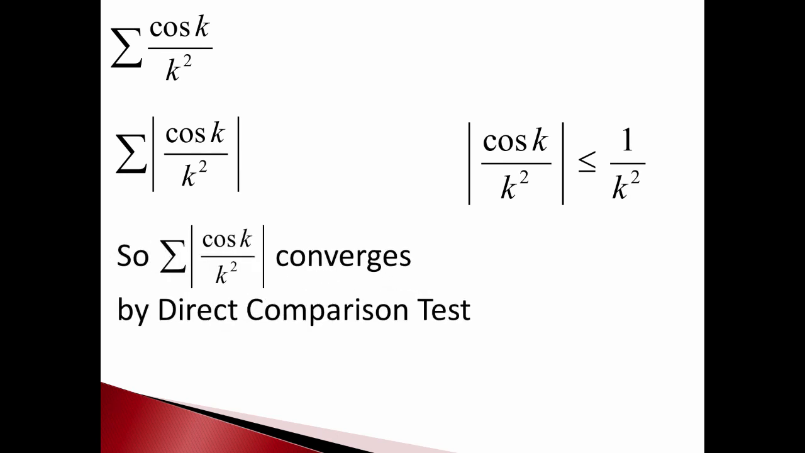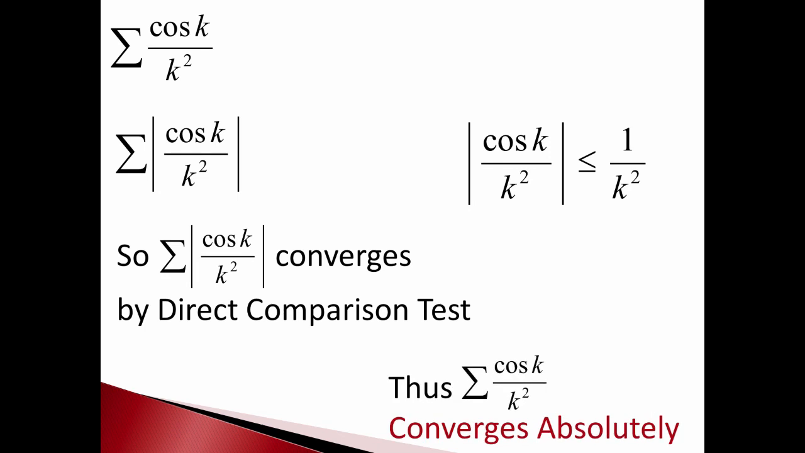Okay, well, so what I'm really doing here is the direct comparison test, right? Because with the absolute values around it, all the terms are positive. So the absolute value of cosine k over k squared, that's the smaller sequence, right? When I compare that to 1 over k squared. When I add up 1 over k squared and get the series 1 over k squared, it converges, p series with p equal to 2. So the original series that I started with converges absolutely because it converges when I put absolute values around all the terms.